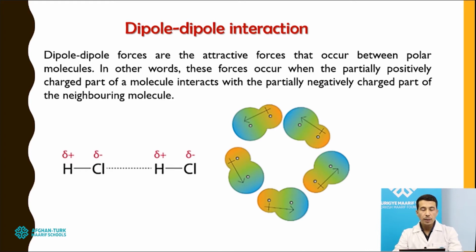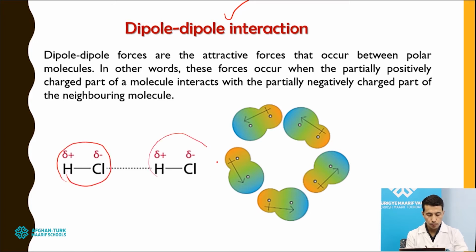Students, we have studied polar molecules. If it is a diatomic molecule, one polar bond can make a molecule polar. So what happens between a polar and polar molecule? How do they attract each other? They attract each other with the dipole-dipole interaction. You can see that this is a polar molecule HCl, and this is also a polar molecule HCl.